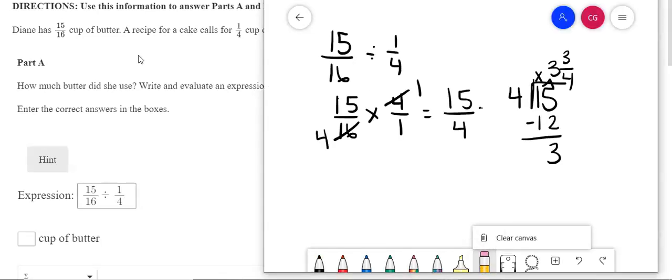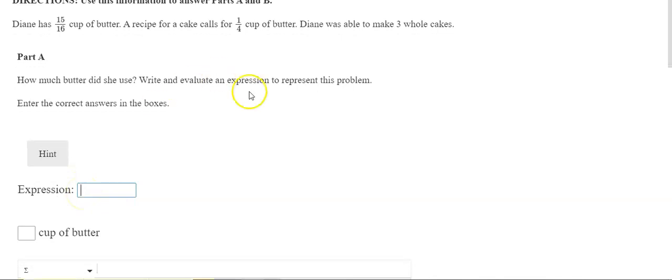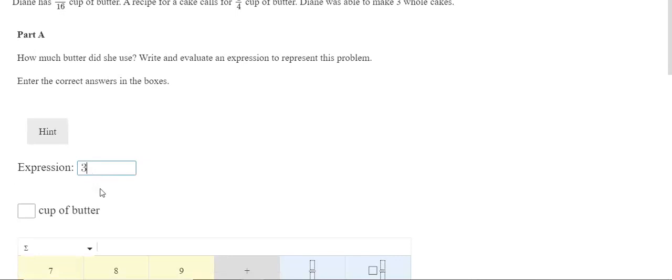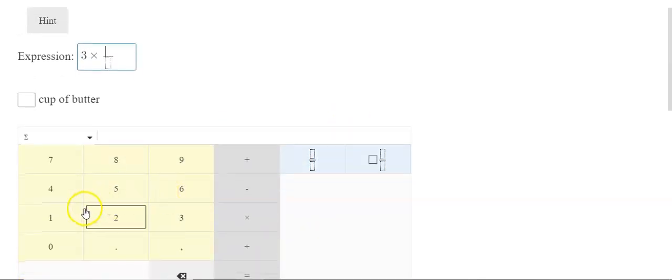Okay, so before we get all started here, we have to figure out, she made 3 whole cakes. And it's 1/4. So we're going to take 3 times 1/4 to start off with, because that will tell us how much butter she is going to use.